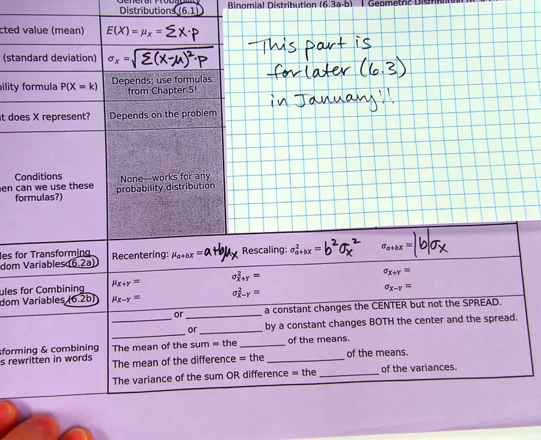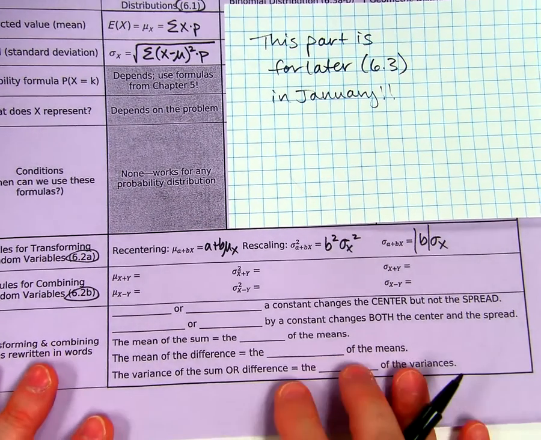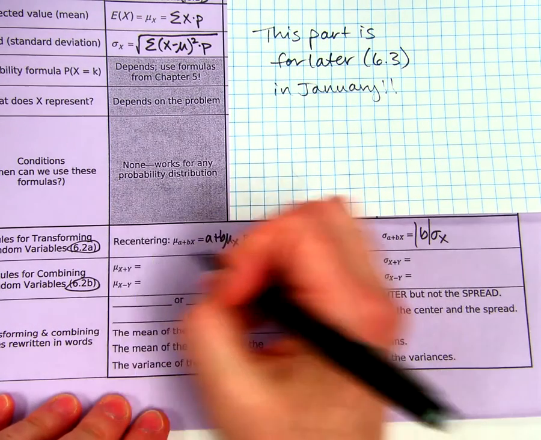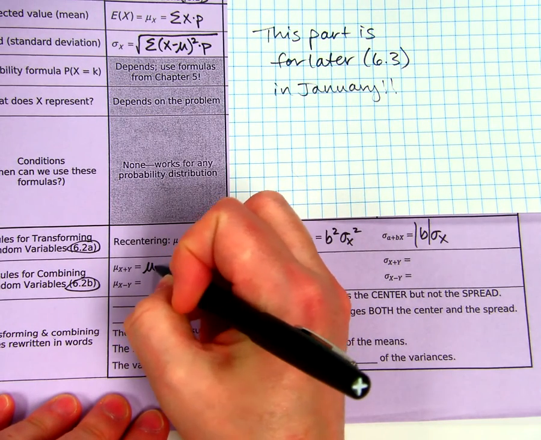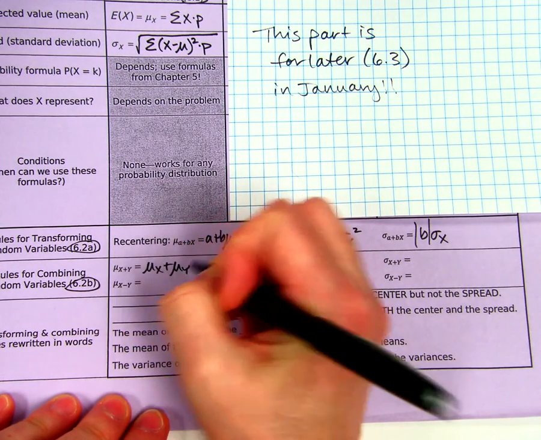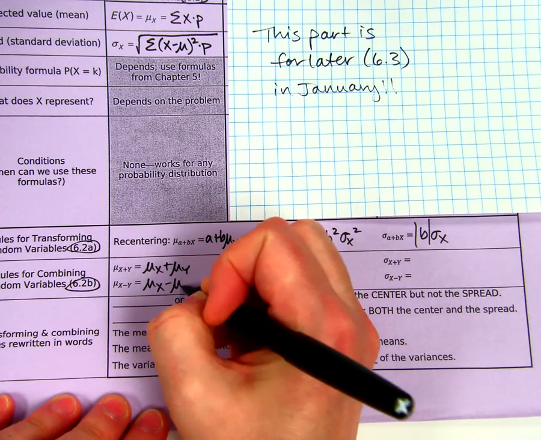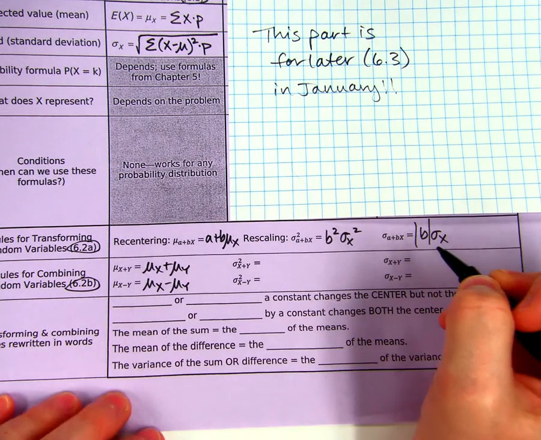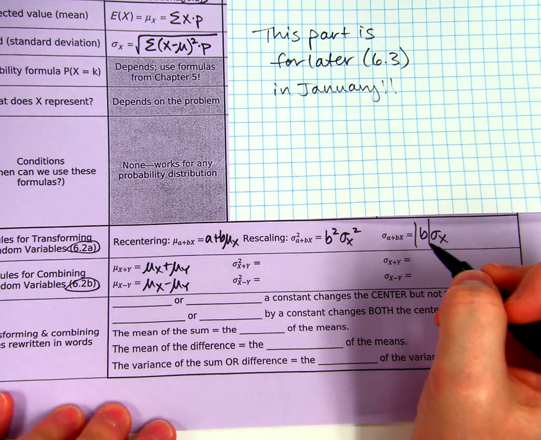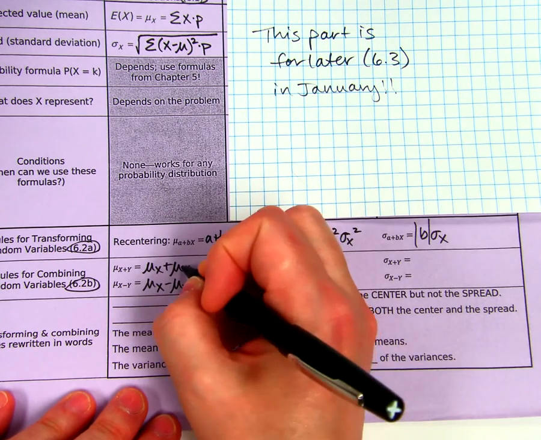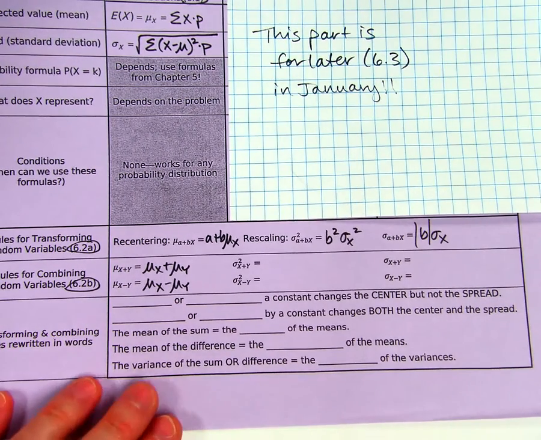6.2a was linear transformation. 6.2b was combining, which is adding and subtracting random variables. This is what we did in the ice cream and cake Desmos, which I hope you enjoyed. Mu x plus mu y, we're just adding the two means together. We can subtract the two means. That's pretty predictable. This is exactly what you would expect it to do, and you could prove it with algebra by writing out the definition of mean and finding out what happens if you add them together. I am not going to do the proof for you.